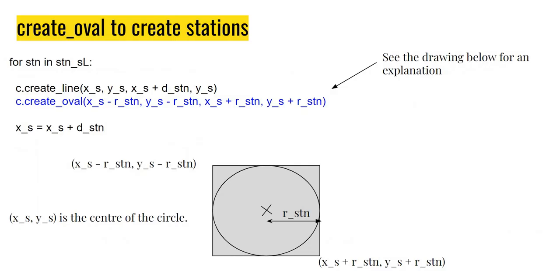Now, why does that work? Well, that just goes back to the definition of create oval. Remember, I'm supposed to specify this corner and this corner. Now, my center point is basically xs, ys. The radius of the circle is r station, which means that the coordinates of this are x minus r station, y minus r station. Coordinates of this are x plus r station, y plus r station. And that's exactly what I'm doing.